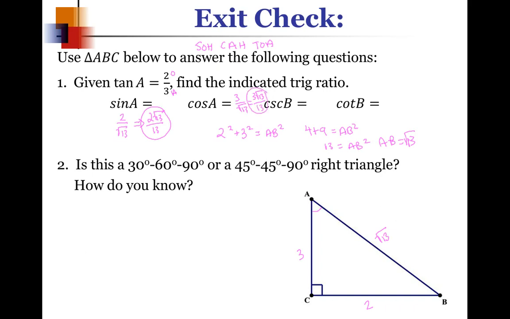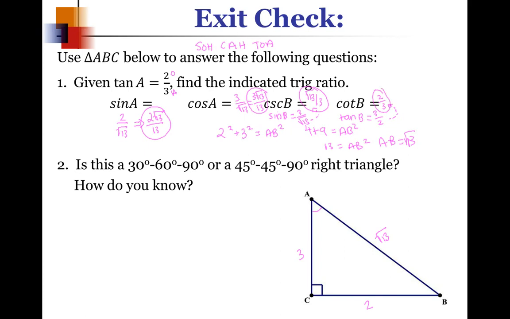Cosecant of B, so that's 1 over sine. So let's think about, well, what is the sine of B? The sine of B, so that changes our perspective, is 3 over √13. I'm actually not going to rationalize that because I'm going to have to do the reciprocal, right? So it's just going to be √13 over 3. Cotangent, well, that's going to be 1 over the tangent. So let's think about the tangent of B. Opposite over adjacent, so 3 over 2. And then we're going to flip it around, and we're going to get 2/3.